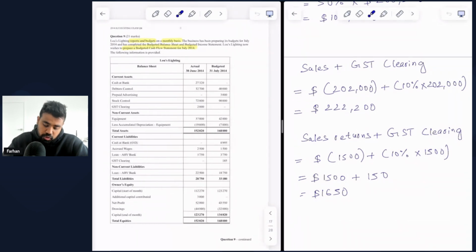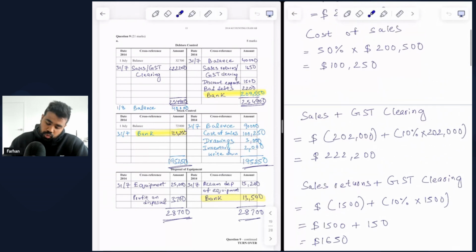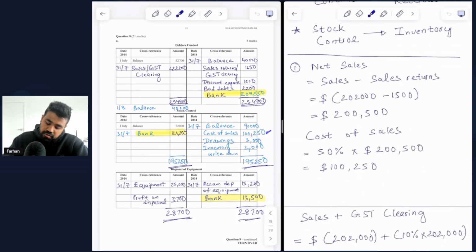So let's go back to the ledger account section for inventory. You can see within the debit side, I've included the opening balance on 1st of July of $72,000, and on the credit side at 31st of July, I've included the closing balance of $90,000. All right. So then I've included the cost of goods sold on the credit side because this reflects a reduction in inventory. The cost of sales we have used here, $100,250, was calculated based on the net sales amount.